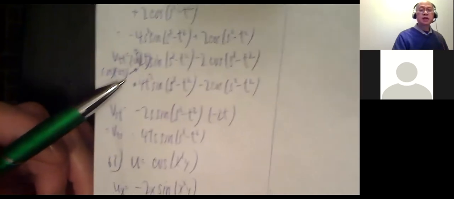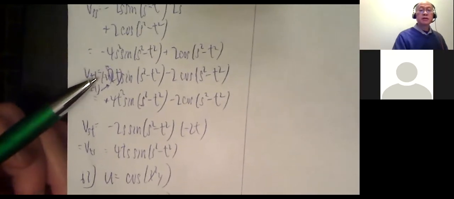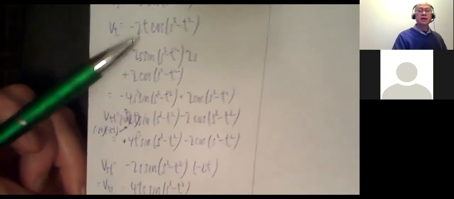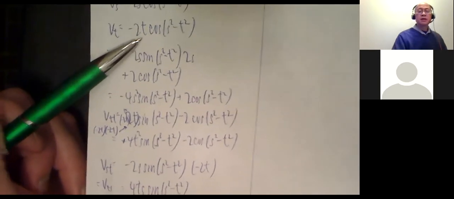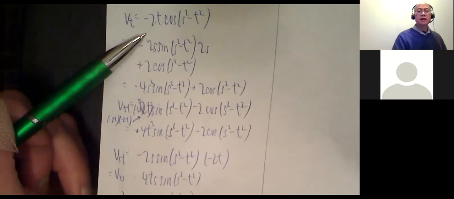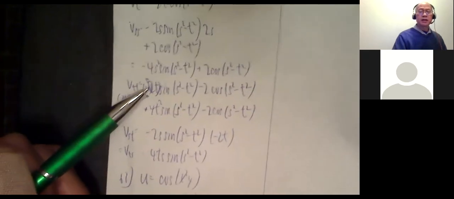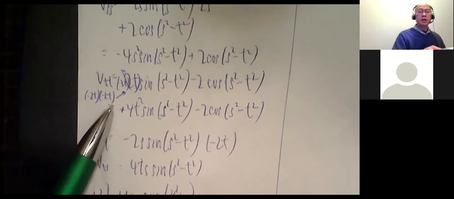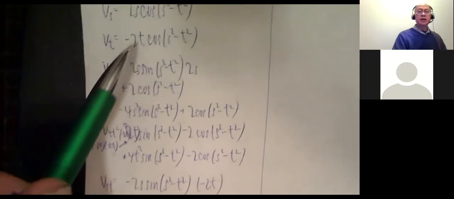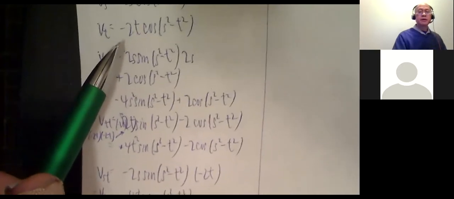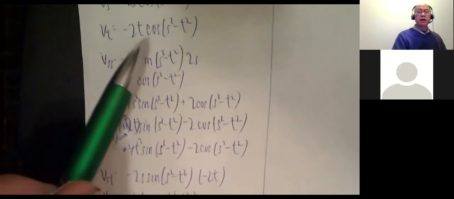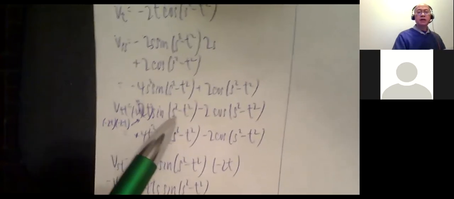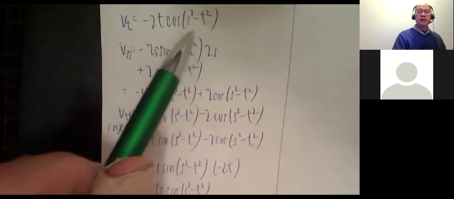V sub tt, sorry, I messed up here. You can see what I have here. So V sub tt, take this and differentiate with respect to t. All this should be negative 2t, negative 2t. One of the negative 2t's is the first function, and the other comes from the chain rule times the derivative of the second. The derivative of the second is negative sine of s squared minus t squared times the derivative of this, which is a negative 2t.